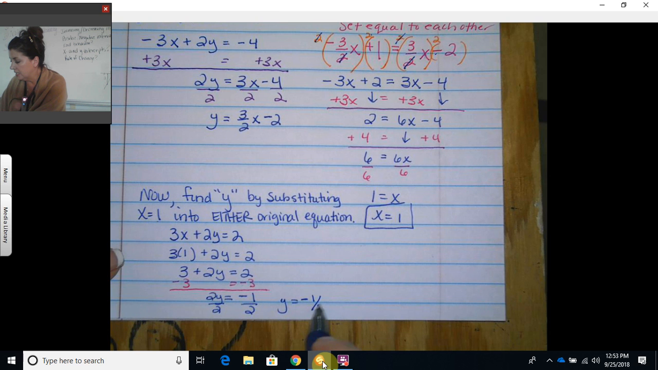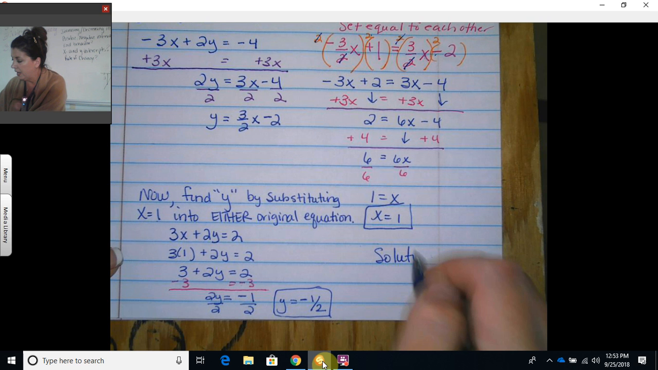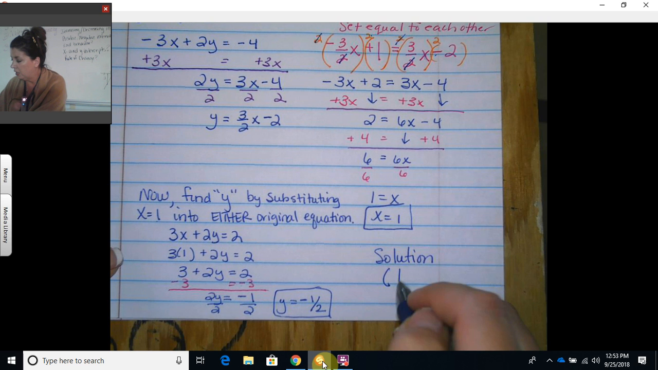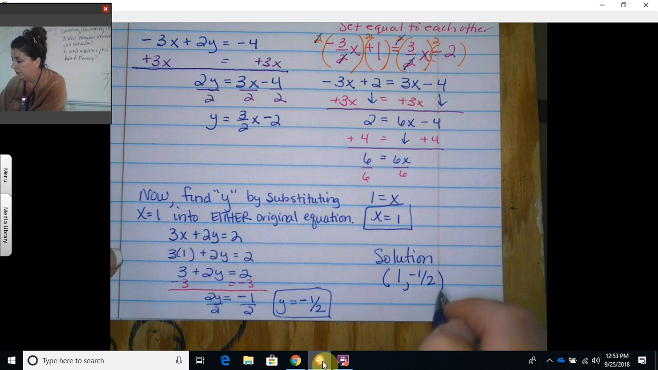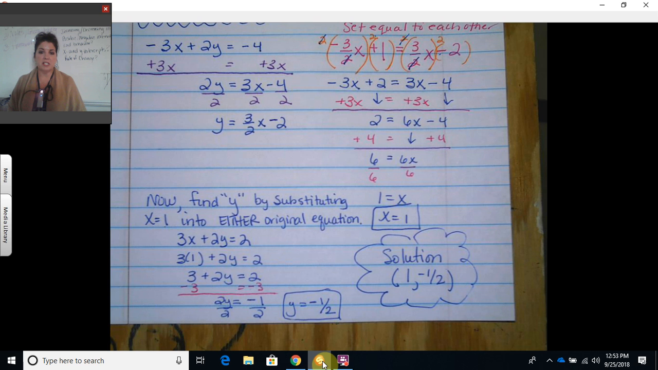Is it okay if you have a fraction? I mean, is that possible? Yeah, you're going to get fractions sometimes. It's going to happen. So write your solution as an ordered pair. You always do x comma y. So 1 comma negative 1/2. If we were to graph these, we would get the same thing. They would intersect when x is 1 and y is negative 1/2.